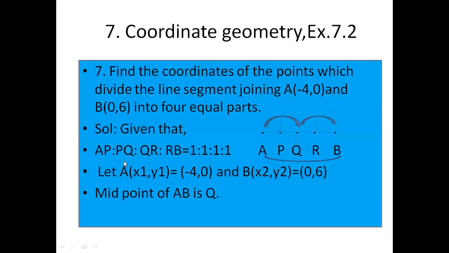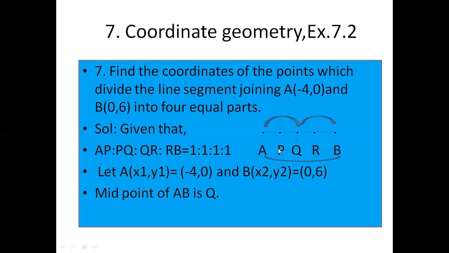Now, the next question is: find the coordinates of the points which divide the line segment joining A minus 4 comma 0 and B 0 comma 6 into 4 equal parts. Let us consider the line segment AB, where point A is given as minus 4 comma 0 and point B is given as 0 comma 6. It has been divided into how many equal parts? 4. See, AB is the first part, PQ is the second part, QR is the third part, and RB is the fourth part. So there are 4 parts in total, and each part is equal to one another because it is given as 4 equal parts. So the ratios will be 1 is to 1 is to 1 is to 1.